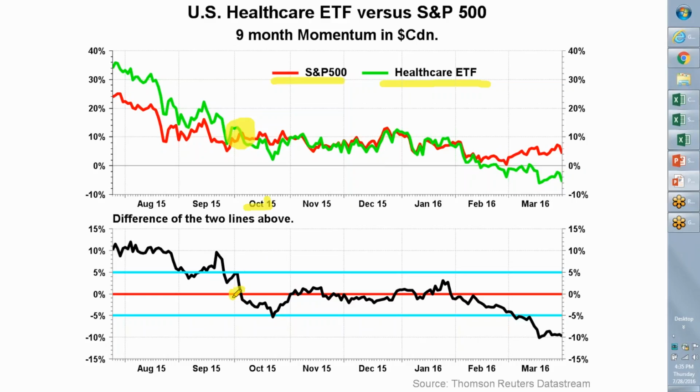And it even shows up much better here on the difference chart, where it went below the zero reference line, which means that it crossed over up above there. So it was at this point that I certainly got out of this ETF.